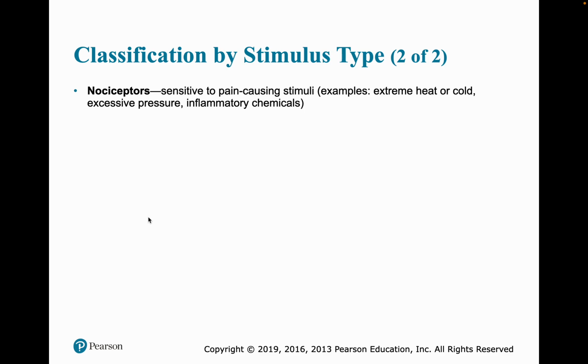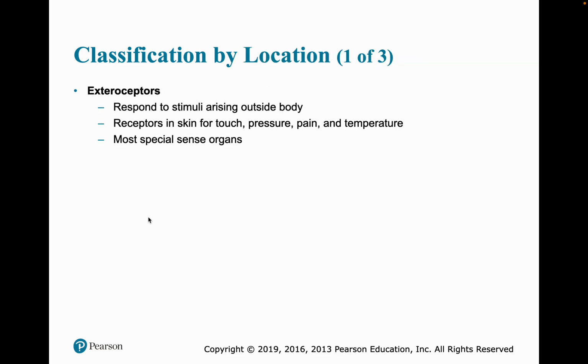Nociceptors are sensitive to pain-causing stimuli, so extremes in heat or cold, excessive pressure, those things will trigger nociceptors. Exoreceptors are going to respond to stimuli that comes from outside the body. So the receptors we have in our skin for touch, pressure, pain, temperature, most of our special sense organs, that's another class of things we'll look at next semester.